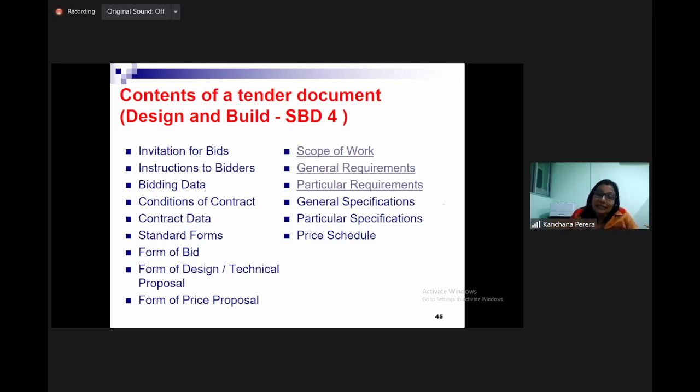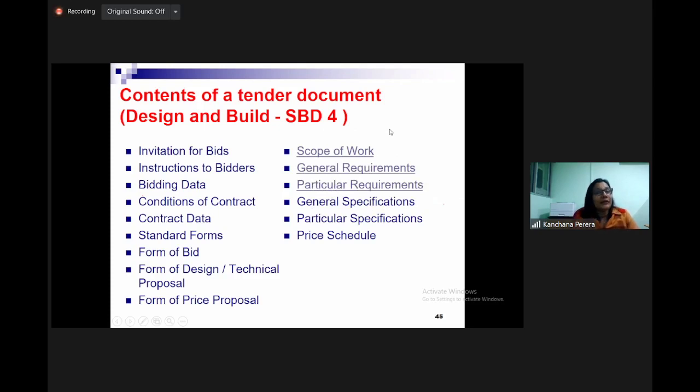There may be particular specific requirements for the client. Those are also provided. Those three bullet points, scope of work, general requirement, particular requirement, all will come under client's requirement, which is one of the most important parts in a design and build document. So this will give our requirement drawings, not detailed drawings, conceptual drawings. Then there may be particular requirements.